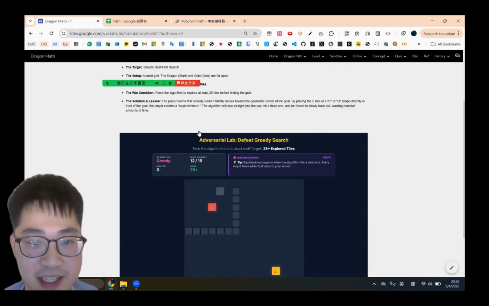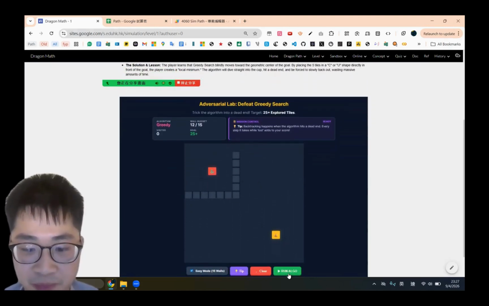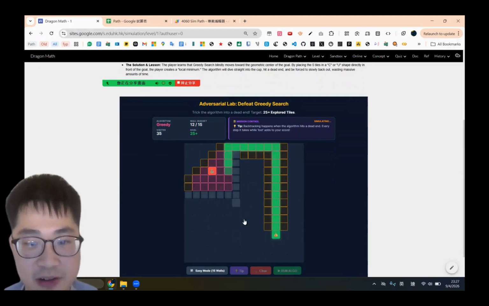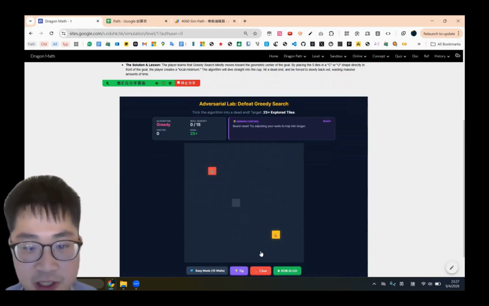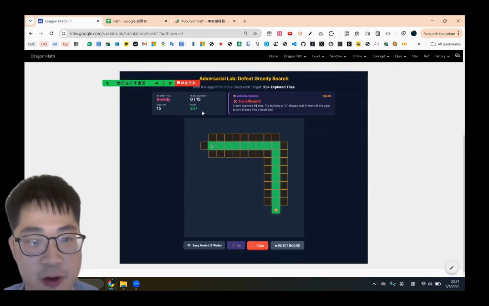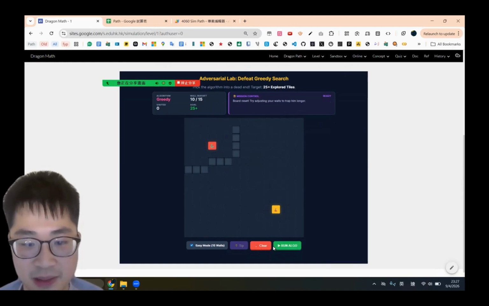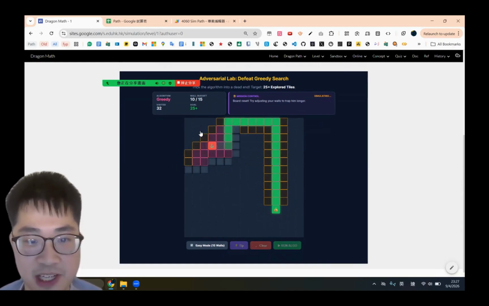So this game basically gives you a set of blocks, and then you run it, and you trap the greedy algorithm. But by default, the greedy algorithm runs very fast. So our goal is to make the path more than 25. Just like that, something we tried, and then we can pass it by getting the greedy algorithm stuck here.